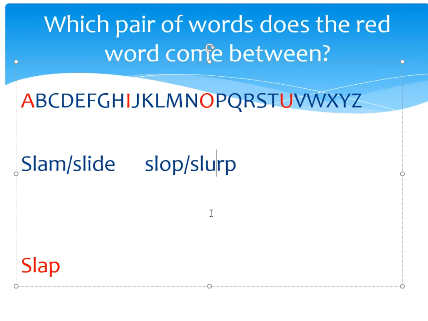This example is a little trickier because now they all start with S-L. So let's look at SLO and SLU in slop and slurp. Now, does A in SLA, slap, come between O and U, such as in slop and slurp? Does A come between them? No. So this is the wrong answer. A comes before. Slap is not between slop and slurp, so it wouldn't be on this page in the dictionary. Now look at slam and slide.